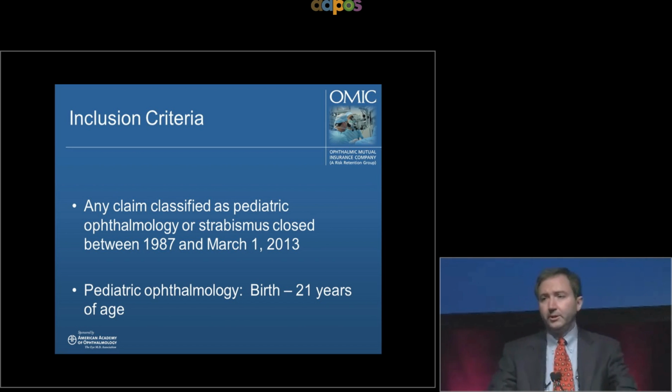So who did we include in this study? We took any claim that was classified as a pediatric ophthalmology claim or one classified as strabismus that closed between the beginning of the company in 1987 to any claim that closed up until March 1st of this year. In pediatric ophthalmology, we defined, as does the AAP, from birth to 21 years of age.